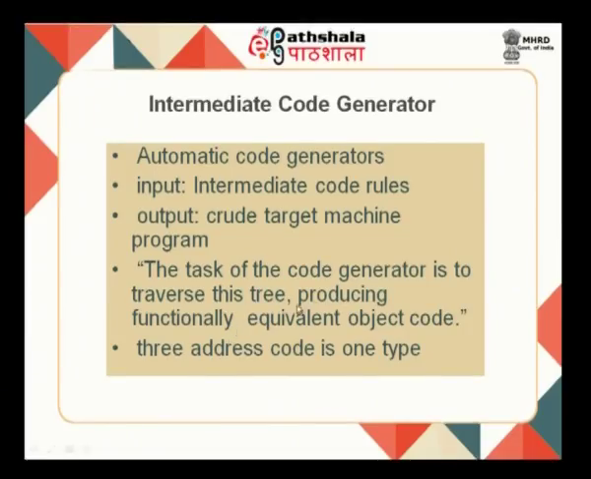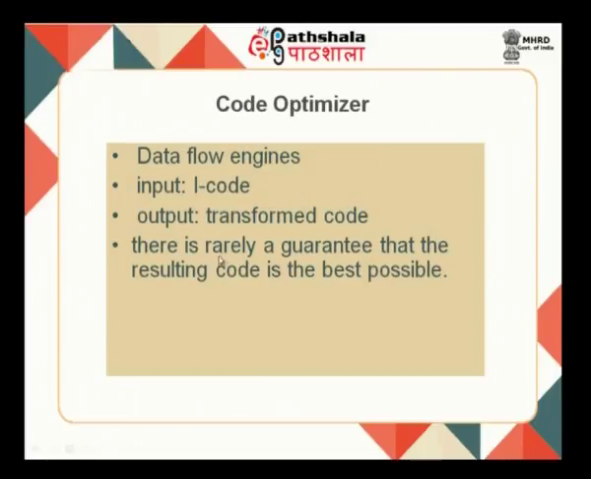So, what is our job? Our job is simply to convert the intermediate code, which is the 3 address code, into a representation which the code generator can understand. Then the task of the code generator is simply to traverse this tree and produce functionally equivalent object code. 3 address code is one type, and the output could be the final output also. Then on to the next tool, which is called data flow engines, whose input will be an intermediate code, and output will be the transformed code.